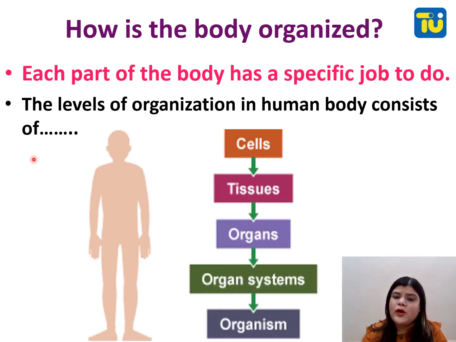How is the body organized? When we talk about the body organization of a human, cells make tissue, tissue makes organ, organ makes organ system, and organ system makes an organism. Okay?